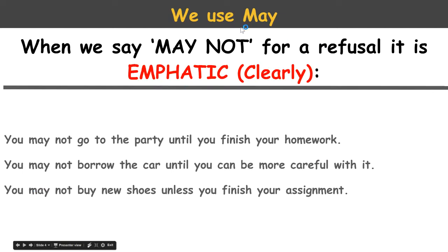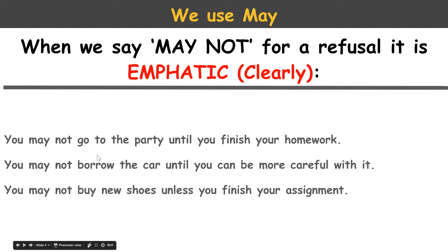Number three, we use may not for a refusal, and it is emphatic. That means clearly. It's clear-cut. So let's say you have a younger brother or a sister, and they say, hey, bro, may I go to the party? Please don't tell Dad. And you're like, hey, you may not go to the party until you finish your homework. So you refuse his request.